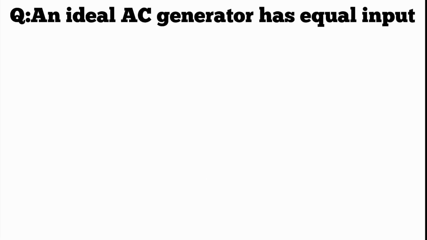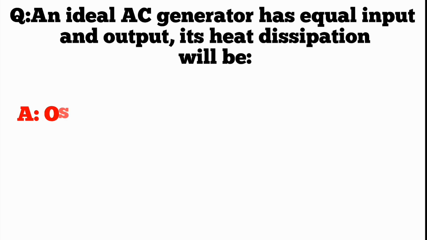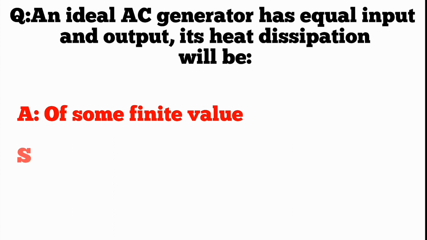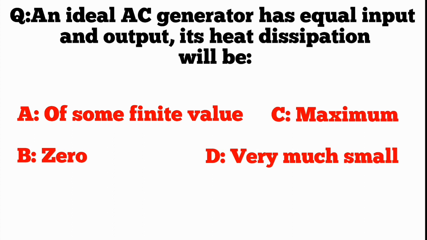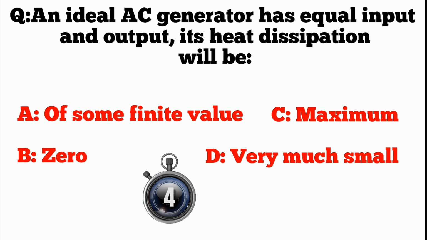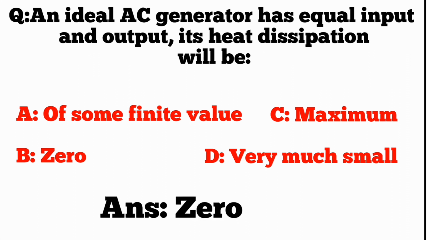Q. An ideal AC generator has equal input and output. Its heat dissipation will be A. Of some finite value, B. 0, C. Maximum, D. Very much small. Ans. 0.